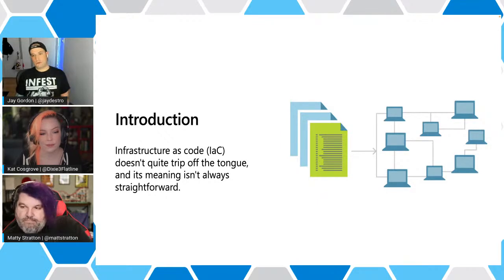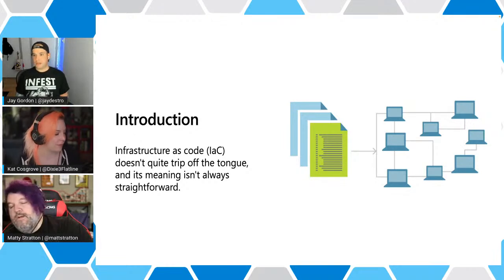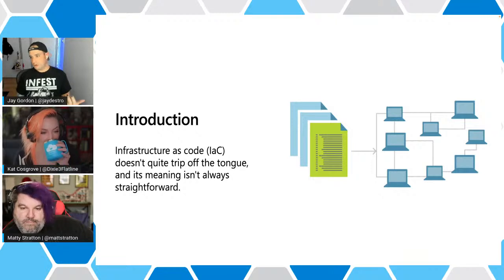So infrastructure as code doesn't quite trip off the tongue, and meaning isn't always straightforward, but infrastructure as code has been with us since the beginning of DevOps, and some experts say that DevOps wouldn't be possible without it. And as the name suggests, infrastructure as code is the concept of managing your operations environment like you do for applications or other code for general release. So infrastructure is treated the same way any other code would be.